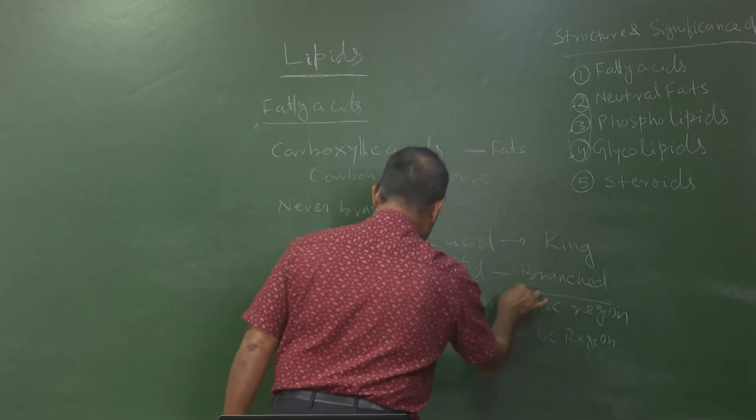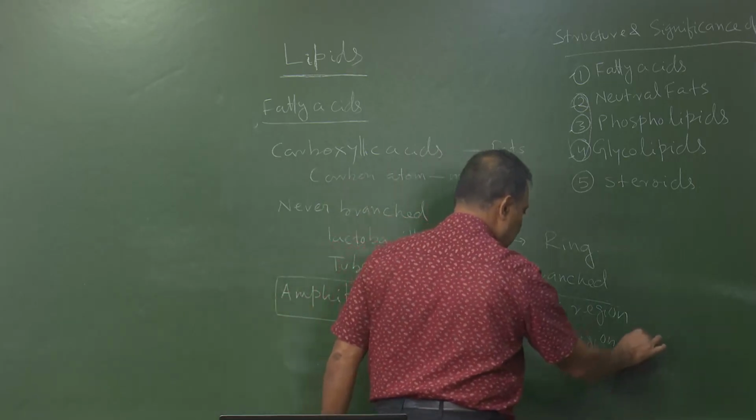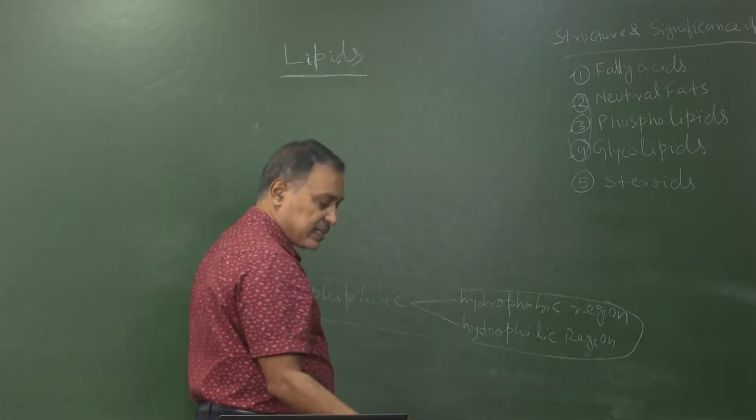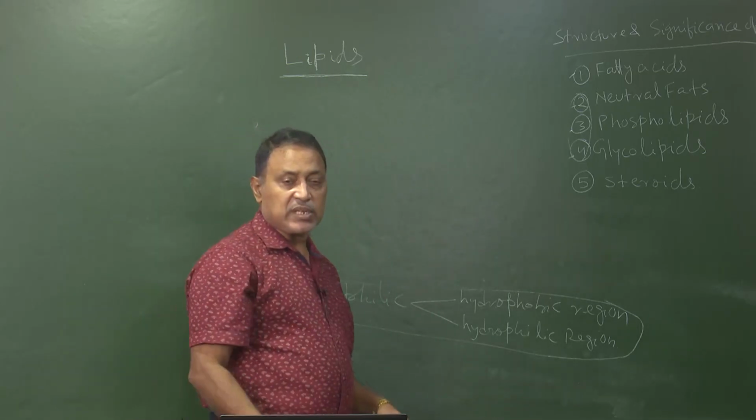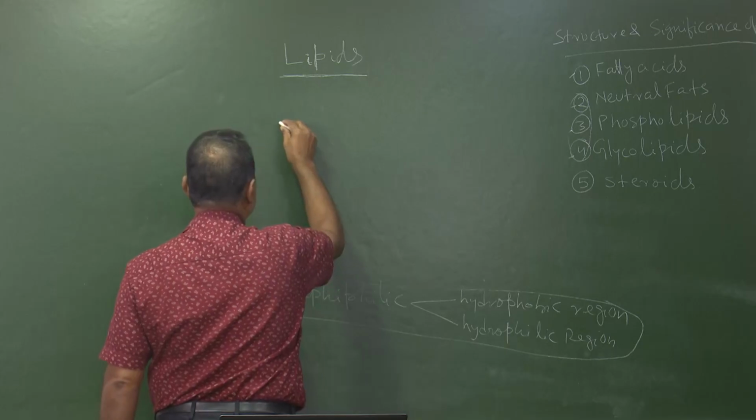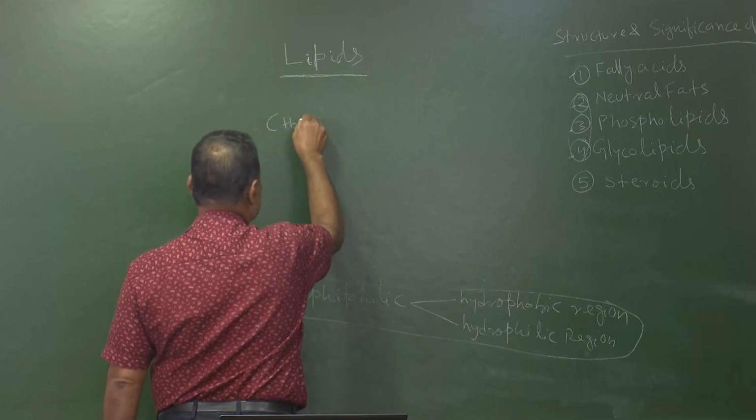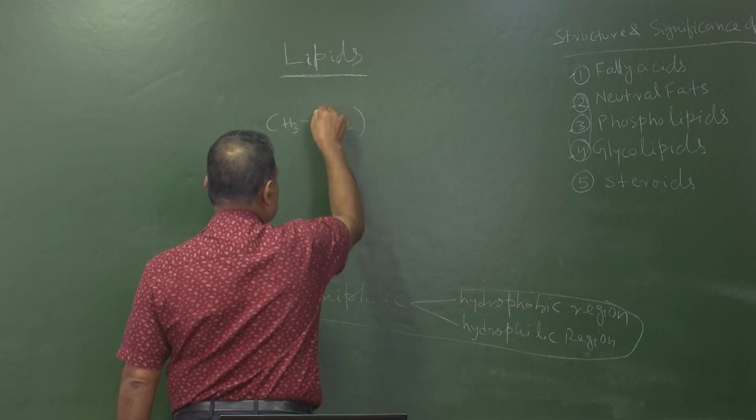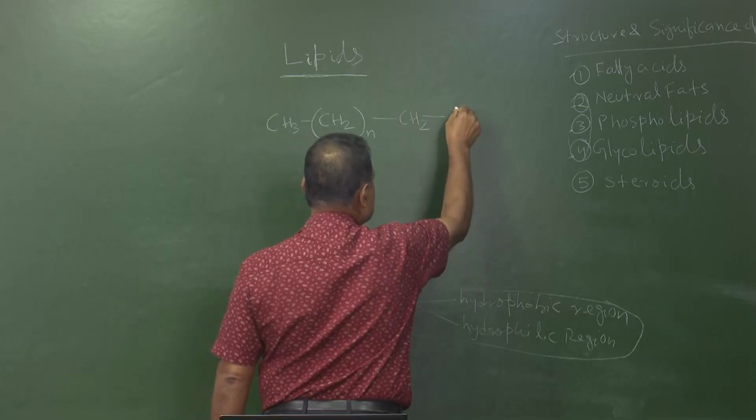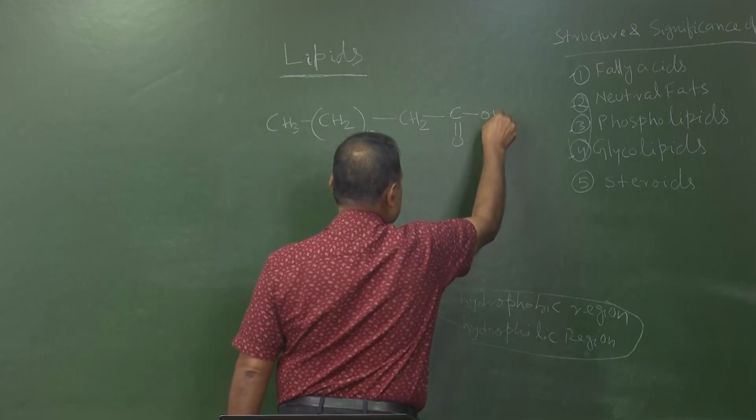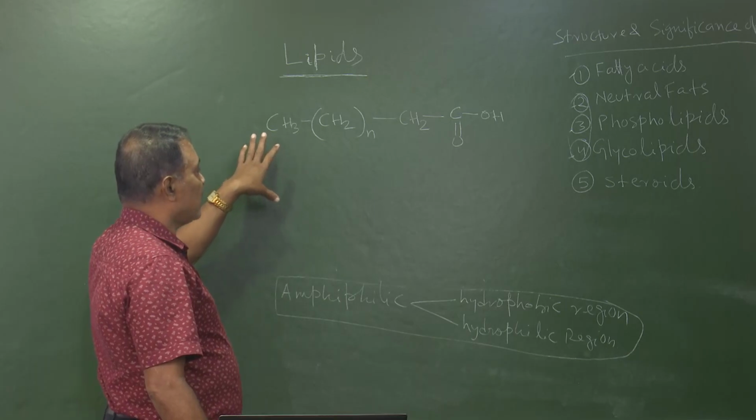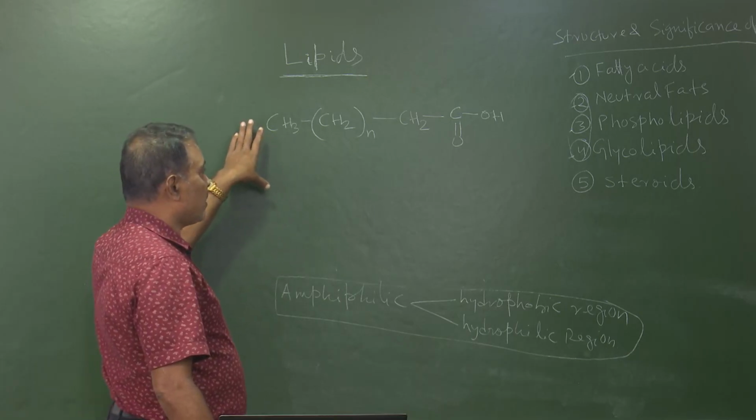You can understand this aspect when I draw the structure. Let us draw the structure of one fatty acid. When we draw it, you can understand. As I said, these are the carboxylic acid. So carboxylic acid means at one end there will be the COOH. So let us begin with say CH3, CH2, then say another CH2 and C double bond OOH. This is what a fatty acid is. This is one fatty acid.